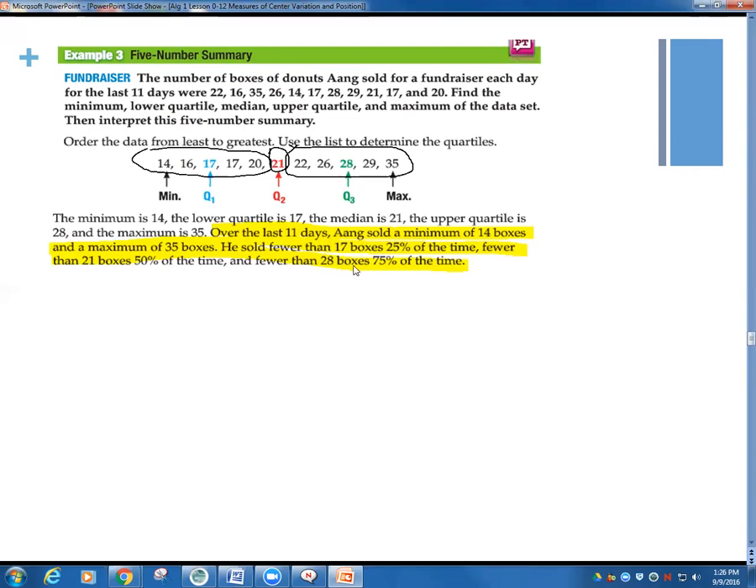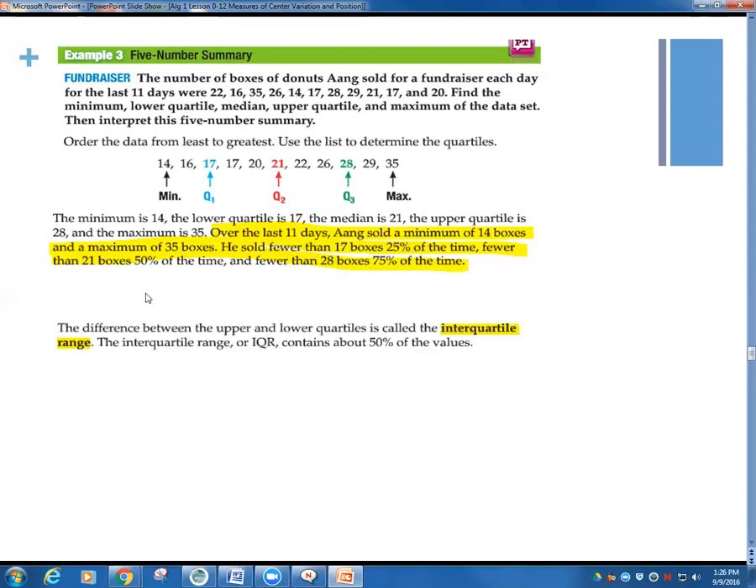Another way you could have said that is he sold more than 28 boxes 25% of the time. Or you could say 50% of the time he sold between 17 and 28 boxes. Just whatever you want to highlight. I mean, there's no hard and fast rule, and that upsets some people because they want to know, well, what's the right way to do it? You want to make sure you talk about the minimum, the maximum, and the middle quartiles in some manner. Okay? So if you do that, you're good.